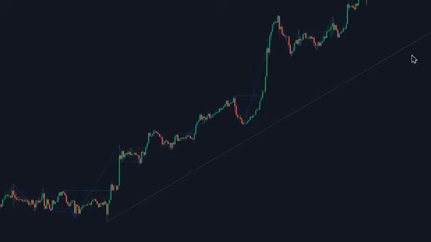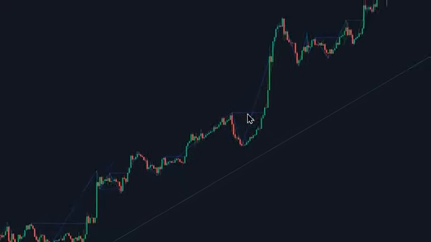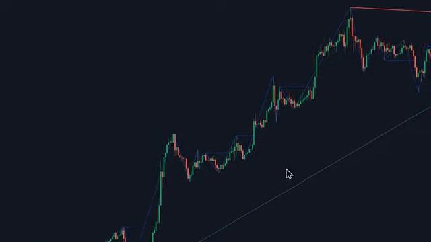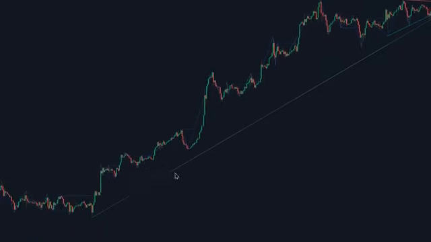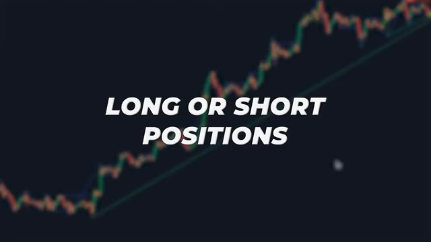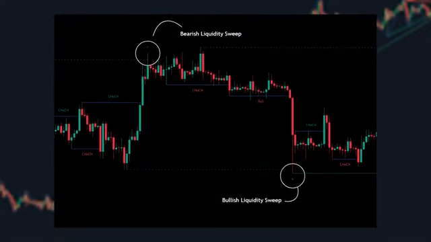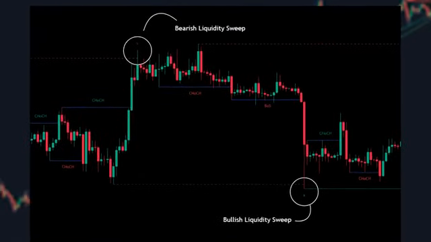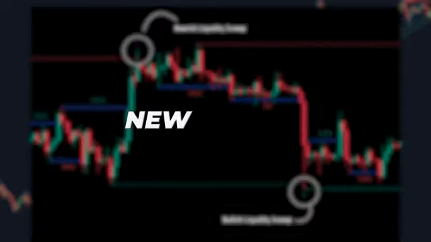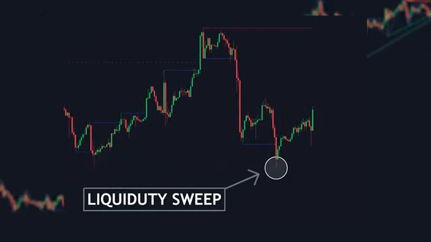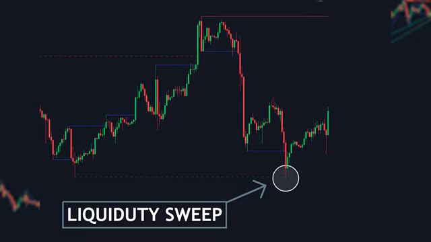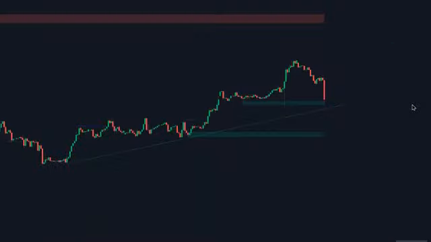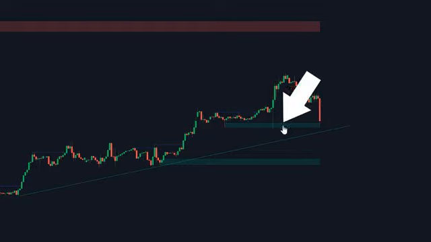You want to start by observing the zigzag lines to determine the current market trend. This is going to help you decide whether to focus on long or short positions. Next, you want to watch for points where the price has swept liquidity by taking out previous highs or lows. These can signal potential reversals or the start of new trends. For example, if the price sweeps a previous low and then starts moving up, it may indicate the beginning of an uptrend.